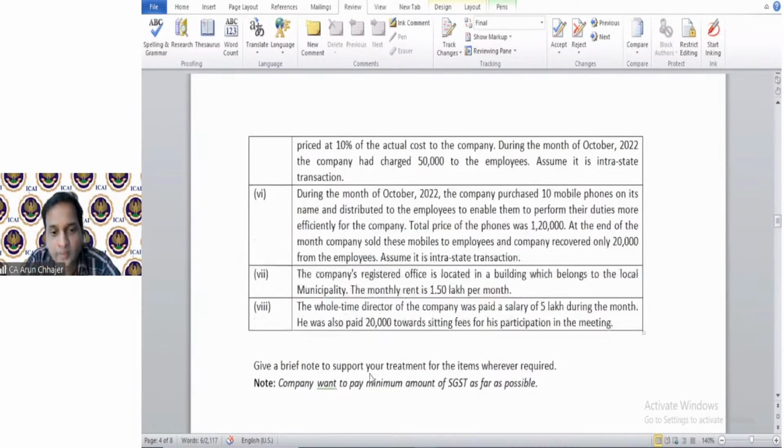There are two more points. The company's registered office is located in a building which belongs to the local municipality. Monthly rent is 1,50,000 per month. Is there any liability on the company for this serial number 7? Any liability, or will they simply take the ITC on 150, whatever the tax is? 18% has been assumed. So only ITC, or is there any other liability?